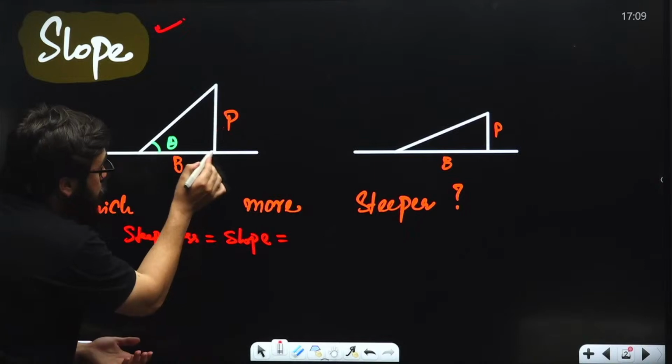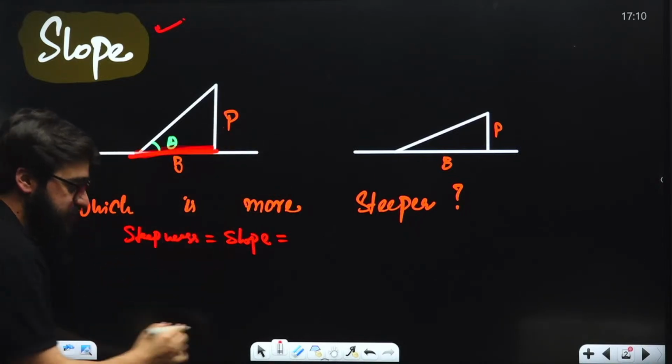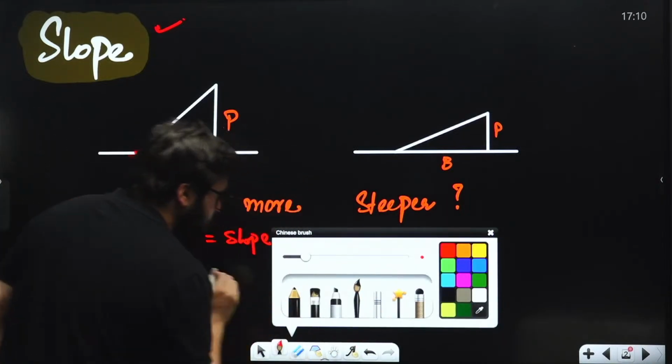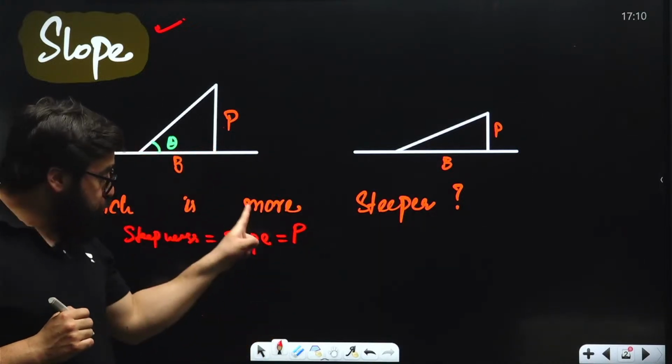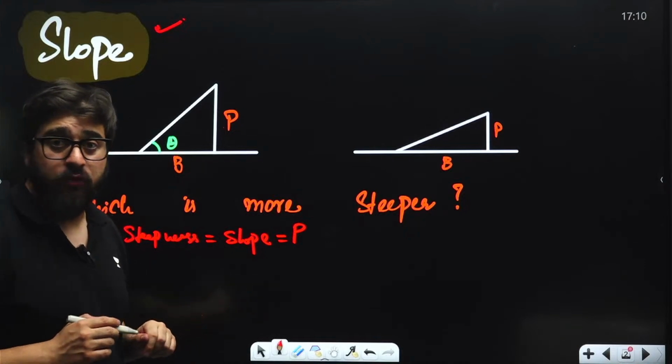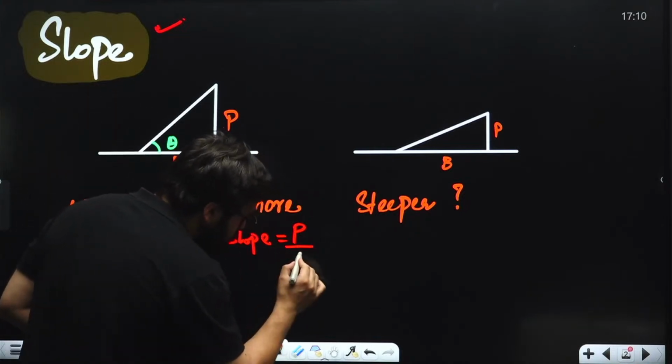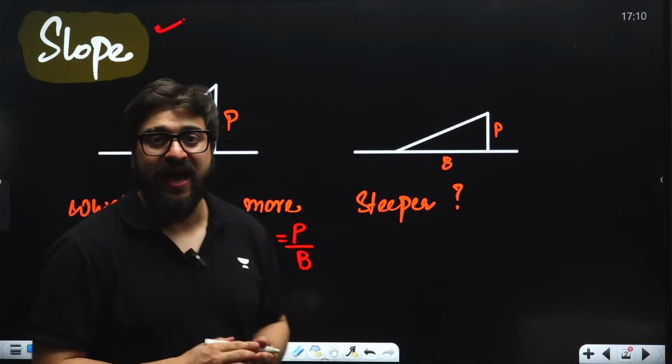And here slope is less, base is also less. So I can write over here, we say slope is more, perpendicular is more. So slope is directly proportional to perpendicular. And I can say slope is inversely proportional to base, as simple as that.